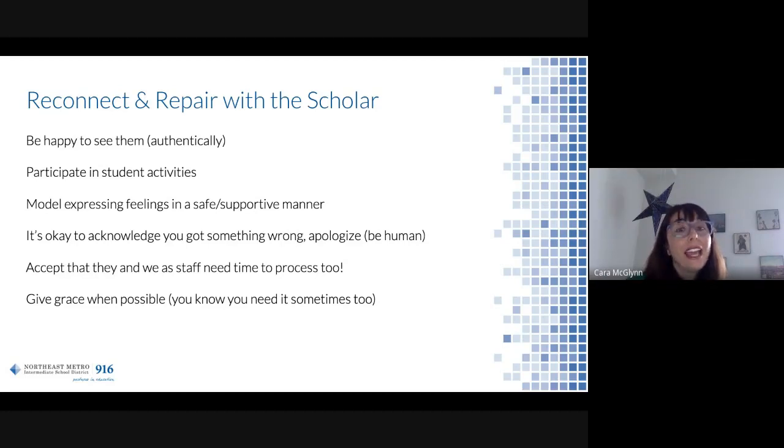Accept that they and we as staff need time to process too. So, hard things happen, and it might take a day or two before we're ready to work through it. It might take a few minutes, even in a moment, before we're able to process the words that are being said and how things are happening. That's okay. That's just our brain trying to keep up with what the rest of our physiological response is in crisis. So just know that that happens. That happens to you, it happens to them.